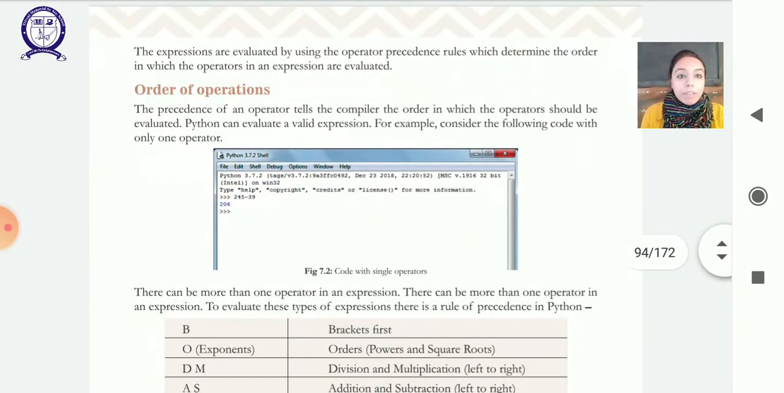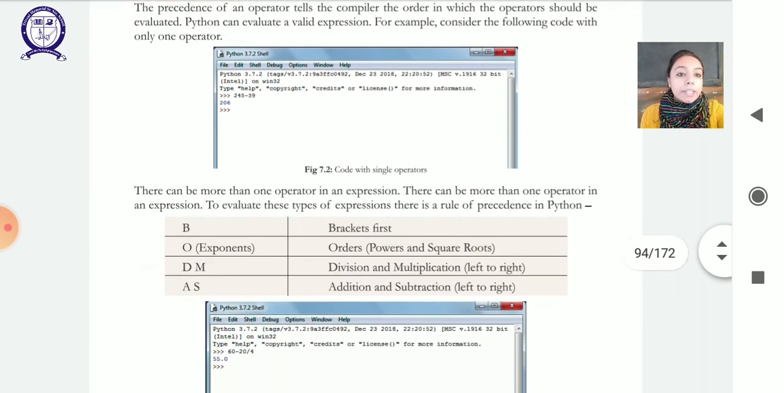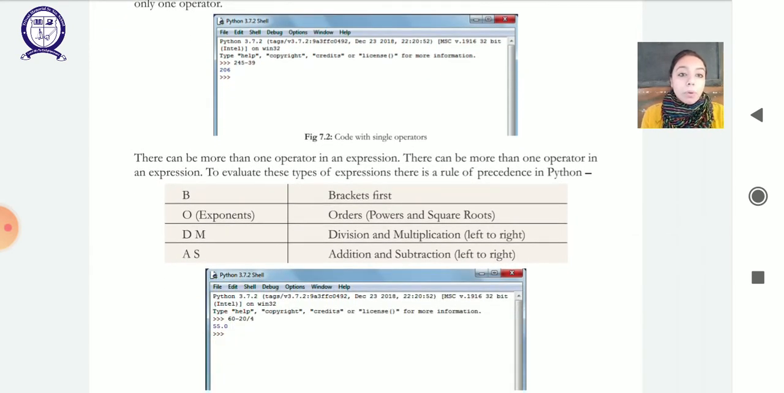Now suppose we have different operators in one statement. How will the compiler come to know which operation to be performed first? For this we have the order of operations, and we are going to learn about it in the next step, that is BODMAS. This you must have learned in your maths also. B stands for brackets, O stands for orders, that is the exponents, powers and square roots, D and M for division and multiplication respectively, A and S for addition and subtraction respectively.